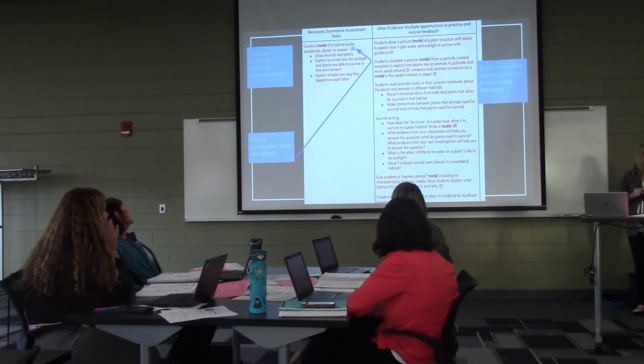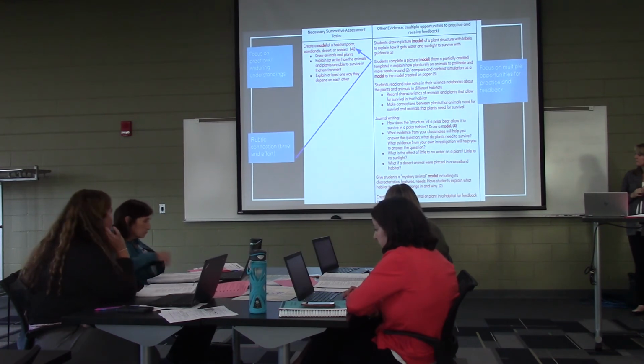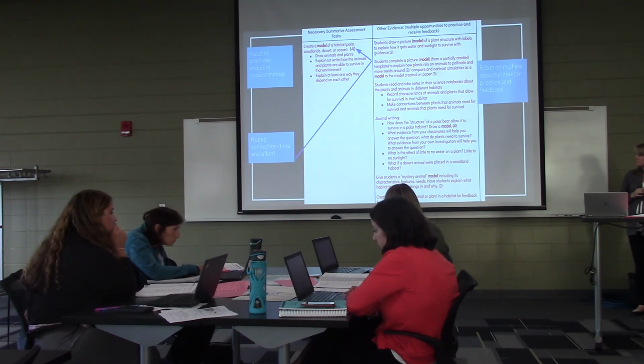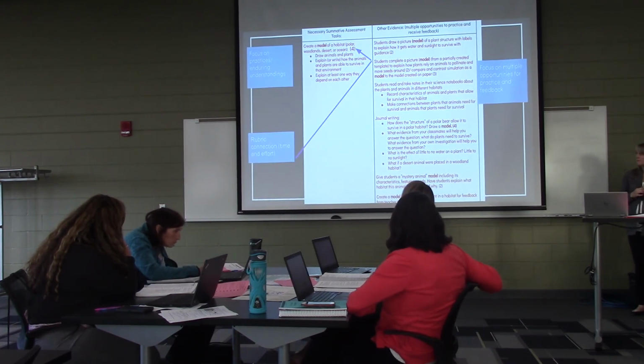The next one says students read and take notes in their science notebooks. The next one, journal writing. Within the journal, they'll be modeling. Giving students a mystery animal that they model, including the characteristics, features, needs, and have them explain what habitat that animal's in and why. Create a model for one plant or an animal to get feedback from the teacher. So I want to make sure that I have multiple opportunities for students to show me proficiency in modeling and practicing the content understanding. So all the models they do are about the content.